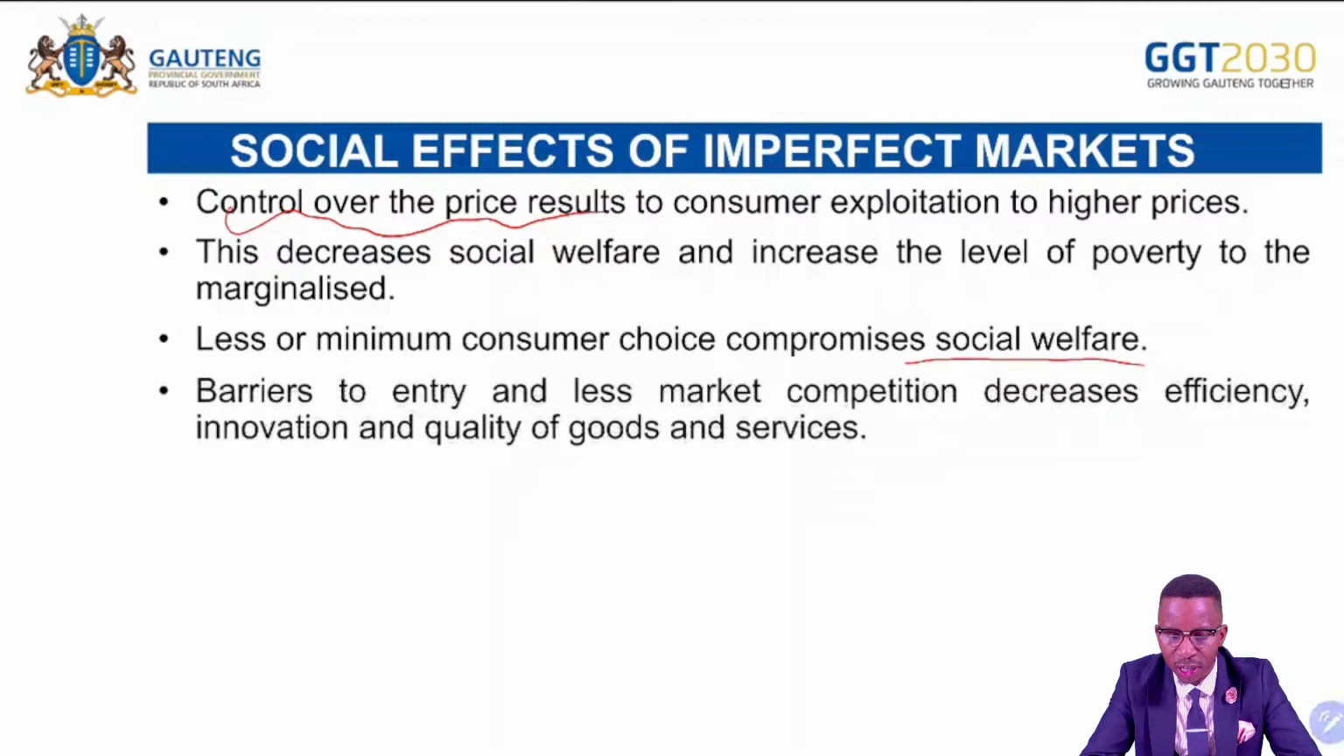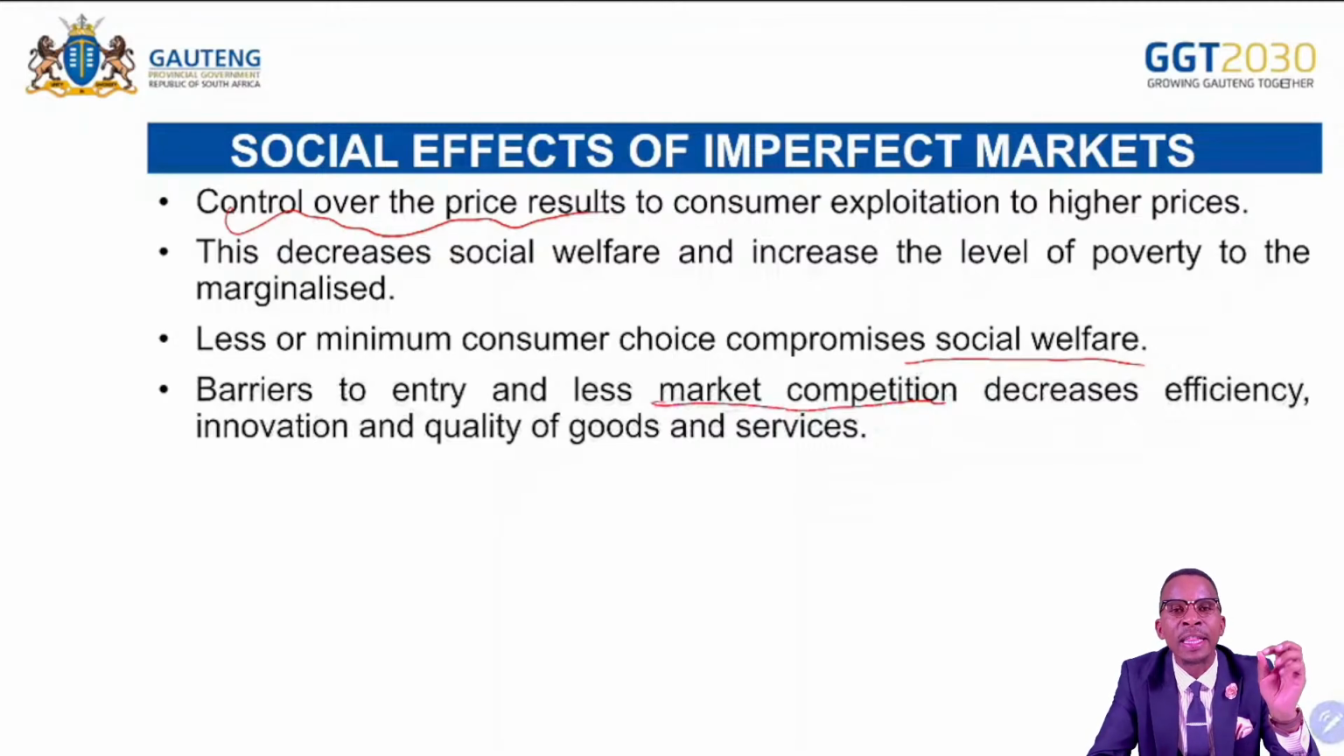Barriers to entry and less market competition decrease efficiency, innovation, and quality of goods and services. Since there are high barriers to entry, there are obstacles that block the entry of new businesses into the market, which can be either natural or artificial. That will lead to what? It will lead to less market competition. If there is less market competition, the quality of goods supplied by businesses in that market will be compromised, because there won't be much motive for firms to be innovative and creative. So the quality will be compromised because of less competition.